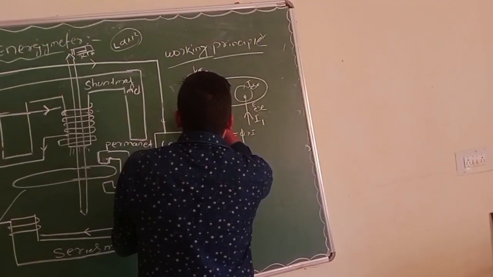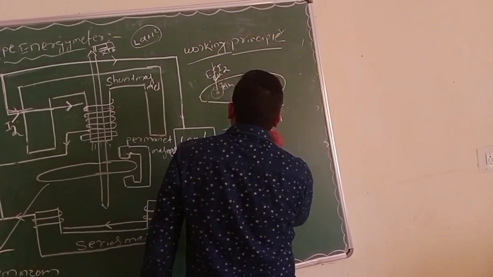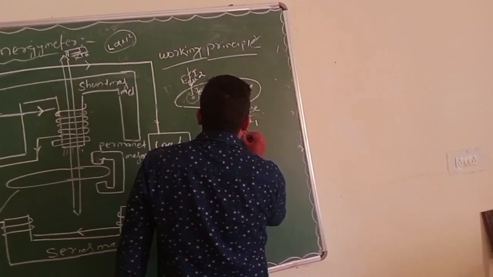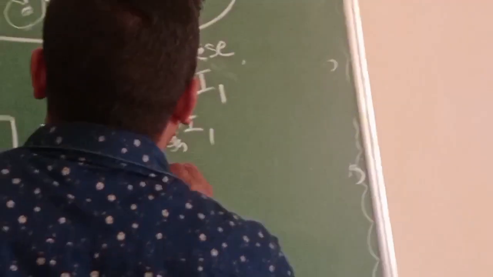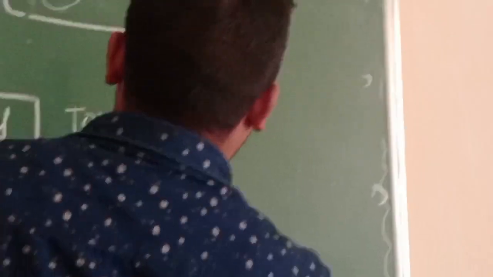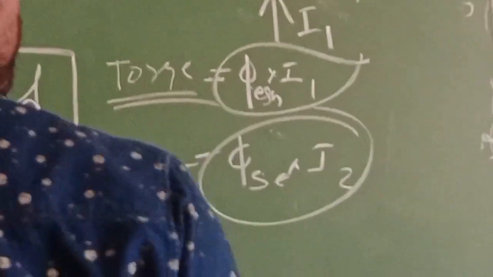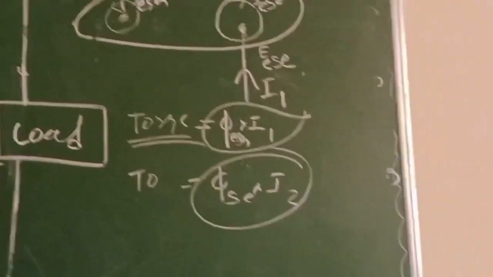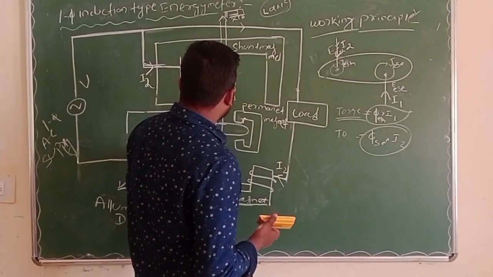First, phi SH into I1, and the next torque, phi SE into I2. Both torques make the aluminum disc rotate in a certain direction.